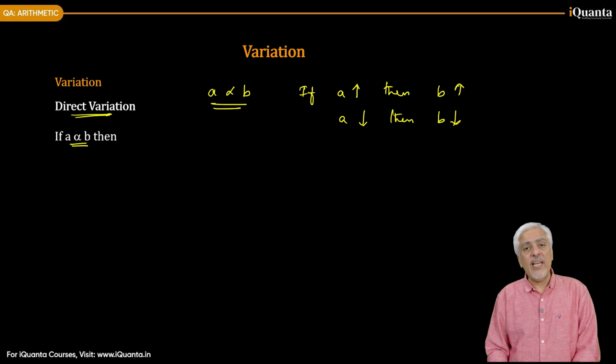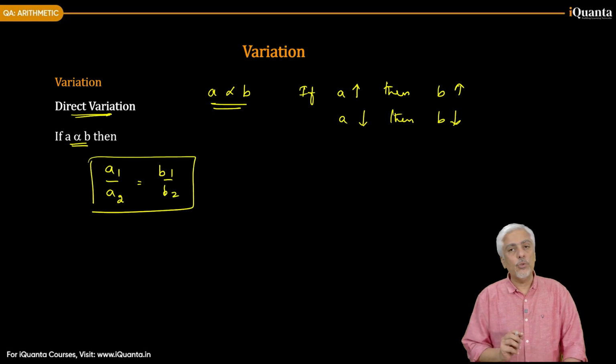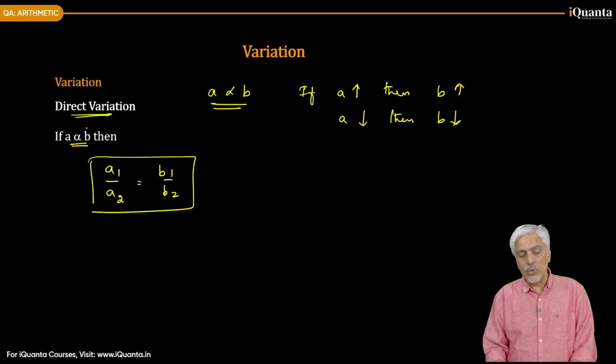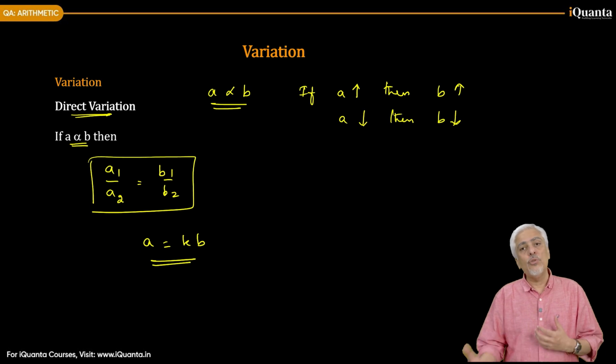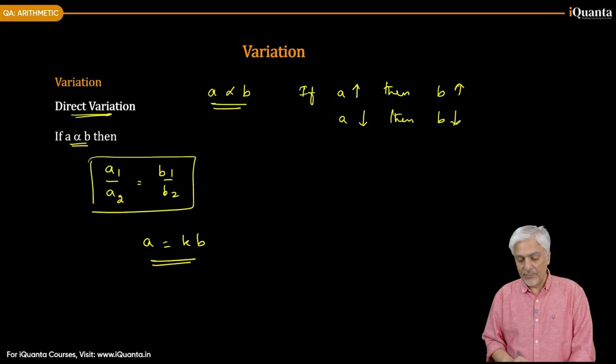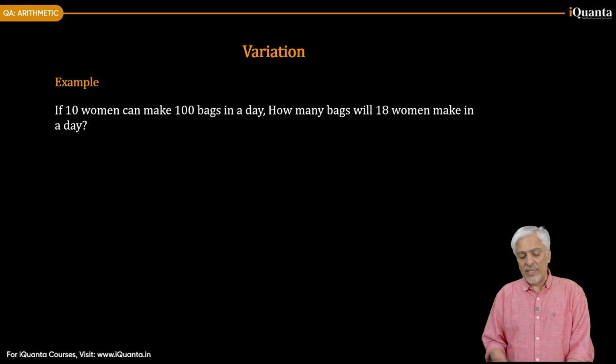So if A varies as B, then I can say A1 upon A2 will be equal to B1 upon B2. That's one thing which I want you to know. And I also want you to know that if A varies as B, then A can be taken as K into B. So for every type of question, I'll show you two approaches initially, just to understand what you can use with which questions. Okay, so let's take an example over here.